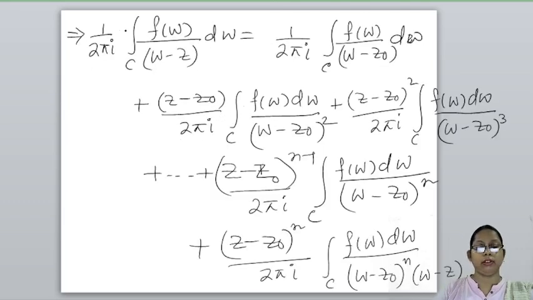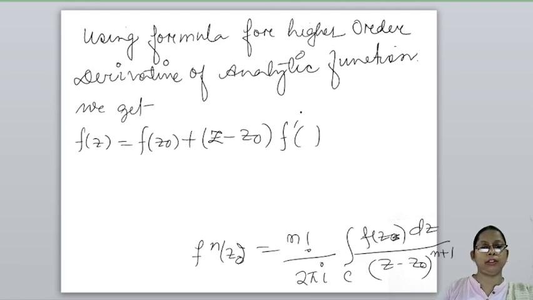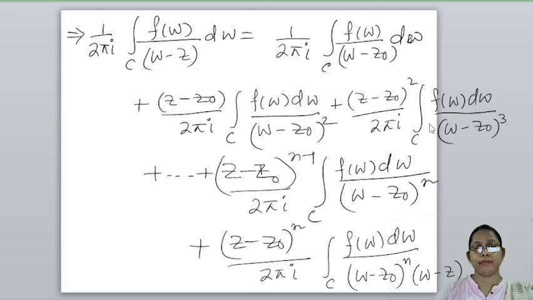Here, mind here, this is 1 by 2 pi i integral over C f(w) dw by (w minus z naught). Now here it is 1 plus 1, that is f'(z naught) by 1. So here I am writing f'(z naught). In the next term, it is 2 plus 1, 1 by 2 pi i integral over C f(w) dw by (w minus z naught) to the power 2 plus 1. That means this is the second order derivative divided by 2 factorial.